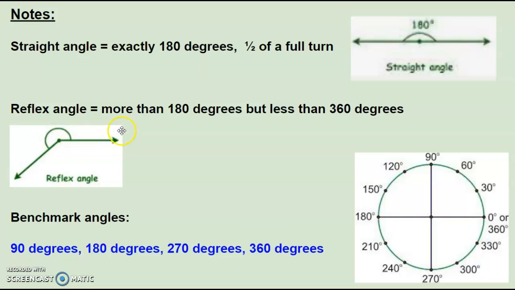A reflex angle measures more than 180 degrees, but less than 360 degrees, or a full turn. Here's an example of a reflex angle. Benchmark angles: 90 degrees, 180 degrees, 270 degrees, 360 degrees.